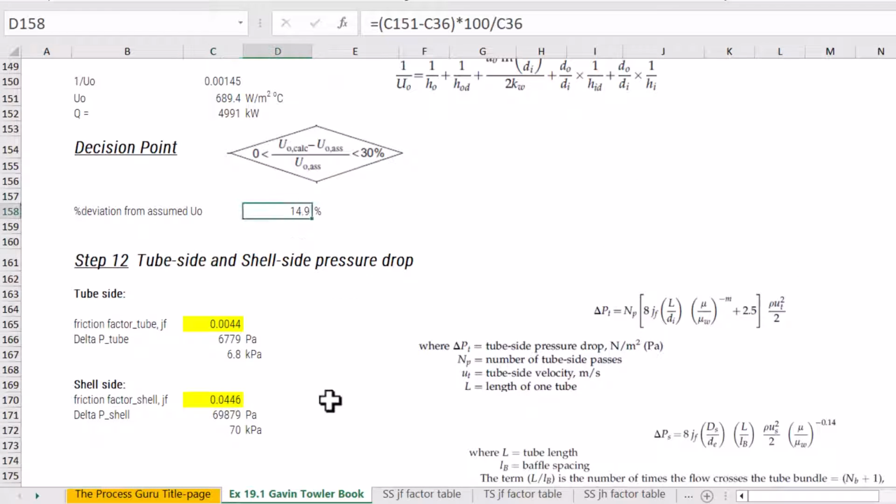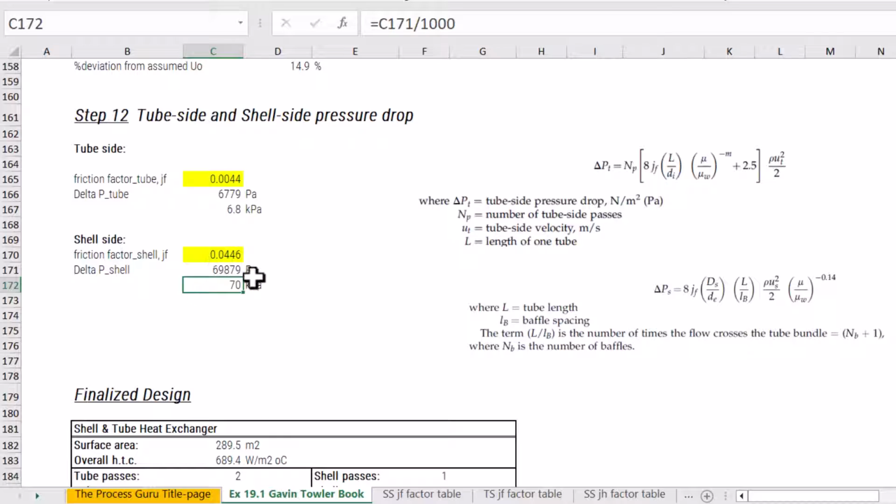Okay, we have 15% deviation, and wow, we now have a shell side pressure drop of 70 kilopascal, which is lower than 80 kilopascal, right? So now this is a good design. Now let me summarize this design.